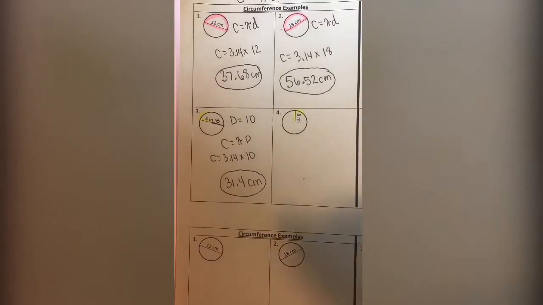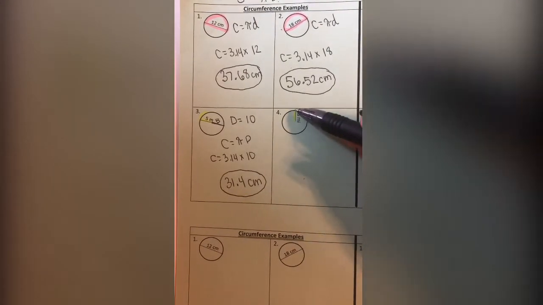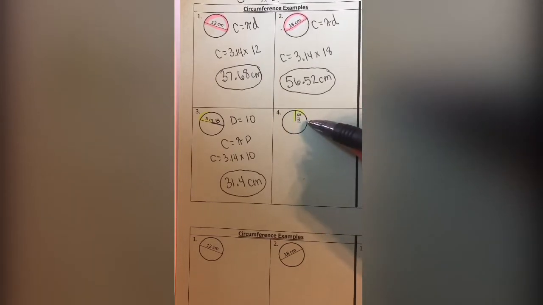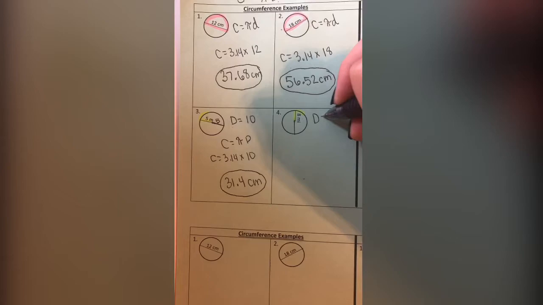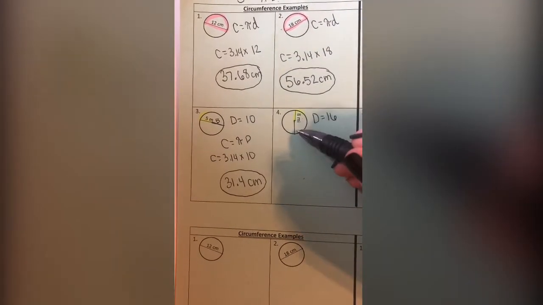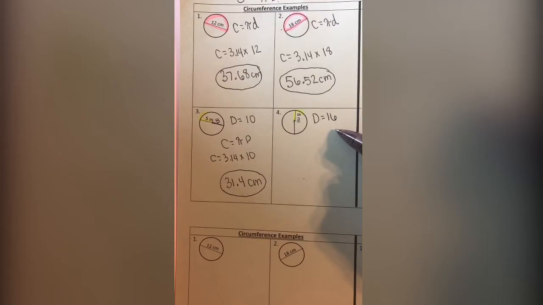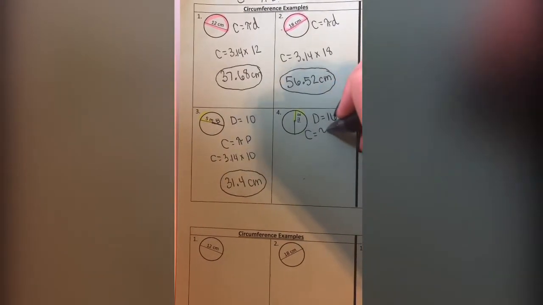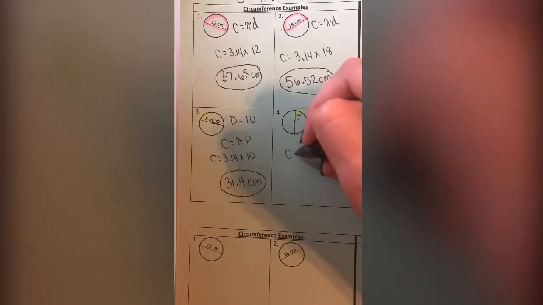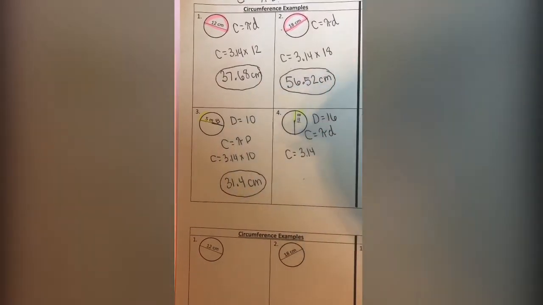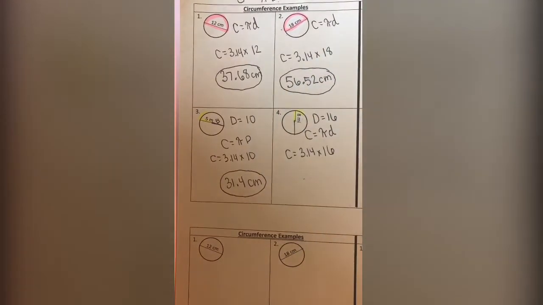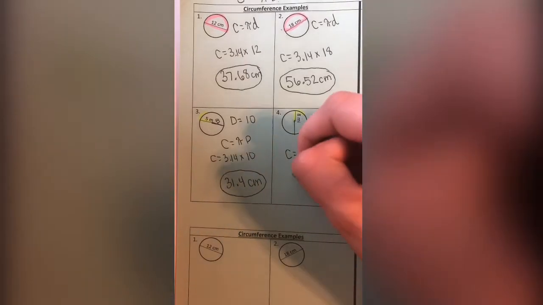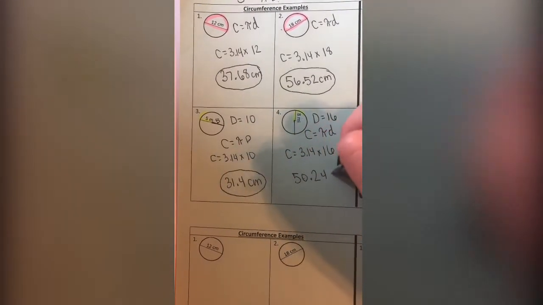All right, one more. I have a circle. They gave me my radius. I know it's a radius because it's a short line, and it's 8. I know if I double my radius, or if I do 8 times 2, I'm going to get my diameter. So 8 times 2 is 16, so my diameter is 16. Now that I know my diameter, I can calculate for circumference because C equals pi d. I know that pi, we're using 3.14, and I'm multiplying it by the diameter, which I've said is 16. So 3.14 times 16 is 50.24 centimeters.